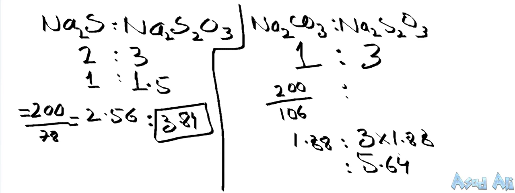Now moving forward, we have to calculate the number of moles by SO2. Now we compare SO2 with thiosulfate. The ratio of SO2 to thiosulfate is 4:3.